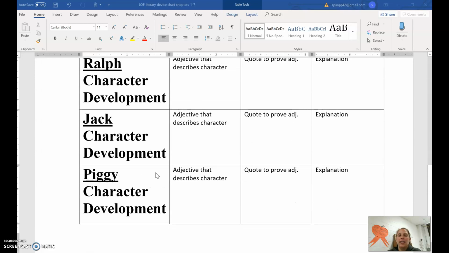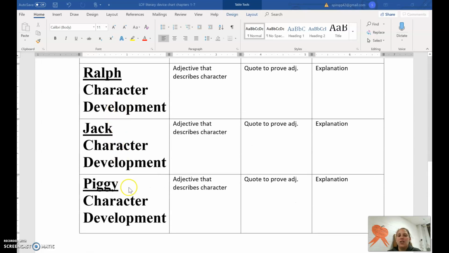And then you're going to be looking at these three characters' character development, Ralph, Jack, and Piggy, right? For these, you're going to pull adjectives that describe the character, right? It doesn't have to be an adjective-noun combo, but it can be if you want to, or just multiple adjectives. You are going to pull a quote that proves that adjective, and then again, an explanation for why that adjective is the most important part of Ralph, Jack, and Piggy's characters, okay?